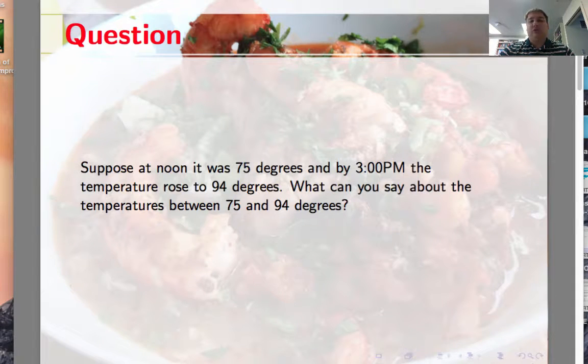Suppose that at noon it's 75 degrees outside, and then by 3 p.m. the temperature has risen to 94 degrees. What can you say about all those temperatures in between? For instance, was there a point during the day where the temperature was 80 degrees? Was there a point during the day where it was 90 degrees? Was there a point during the day where it was 100 degrees? What do you think?